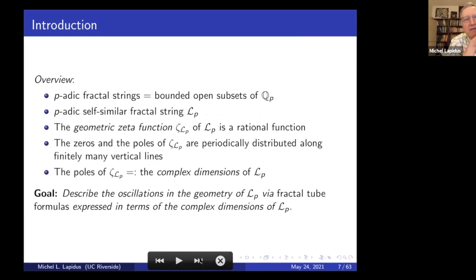Let me mention that p-Adic fractal strings are going to be defined as bounded open subsets of Q_p, the p-Adic real line, I mean real, quote unquote, the non-Archimedean analog of the real line, I should say. These will be bounded open subsets of Q_p, and as such, they will be unions of intervals of Q_p, and we'll see what that means. These are just scaled and translated copies of Z_p.